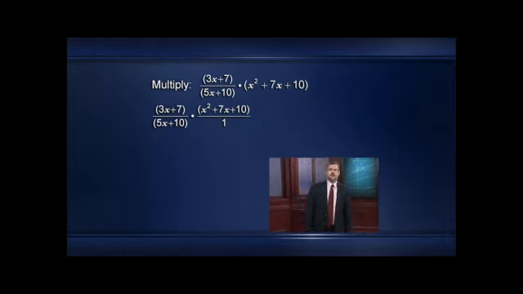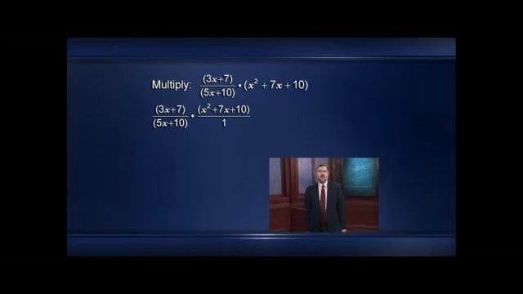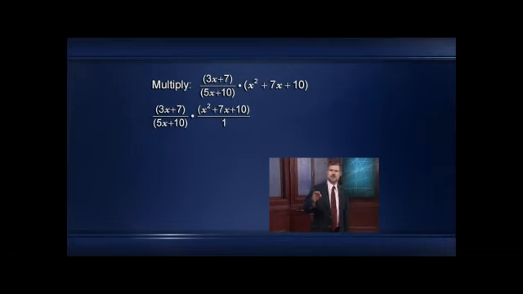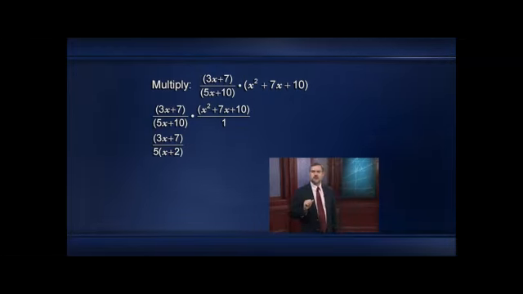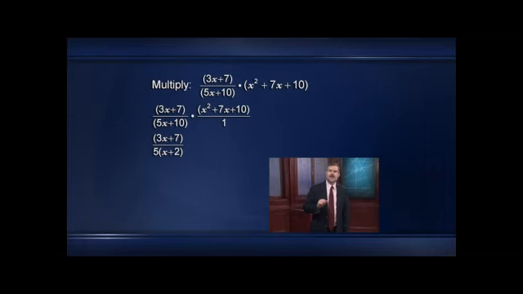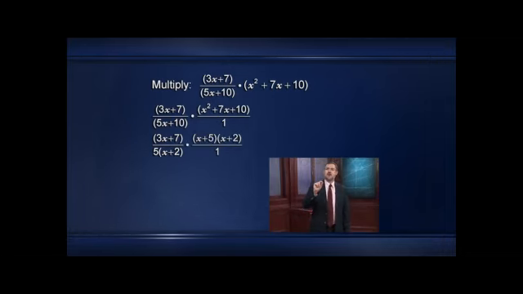So let's start factoring and see if there's any cancellation. Well, I see from the first fraction that the denominator, 5x plus 10, is the same as 5 times the quantity x plus 2. And I also see that the numerator of the second fraction, the x squared plus 7x plus 10, can be factored as x plus 5 times x plus 2.